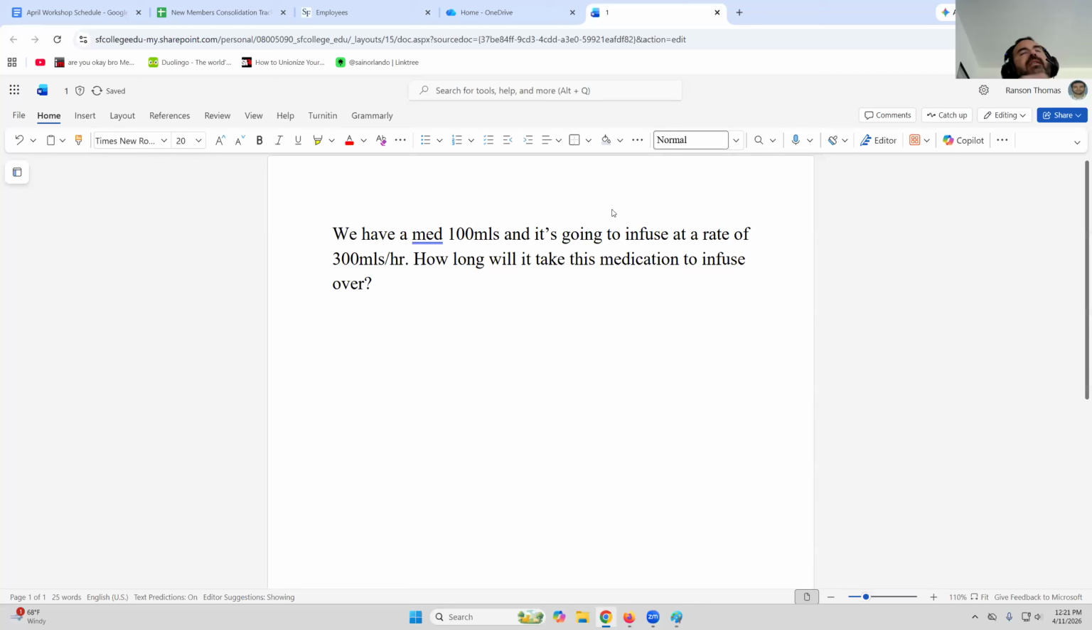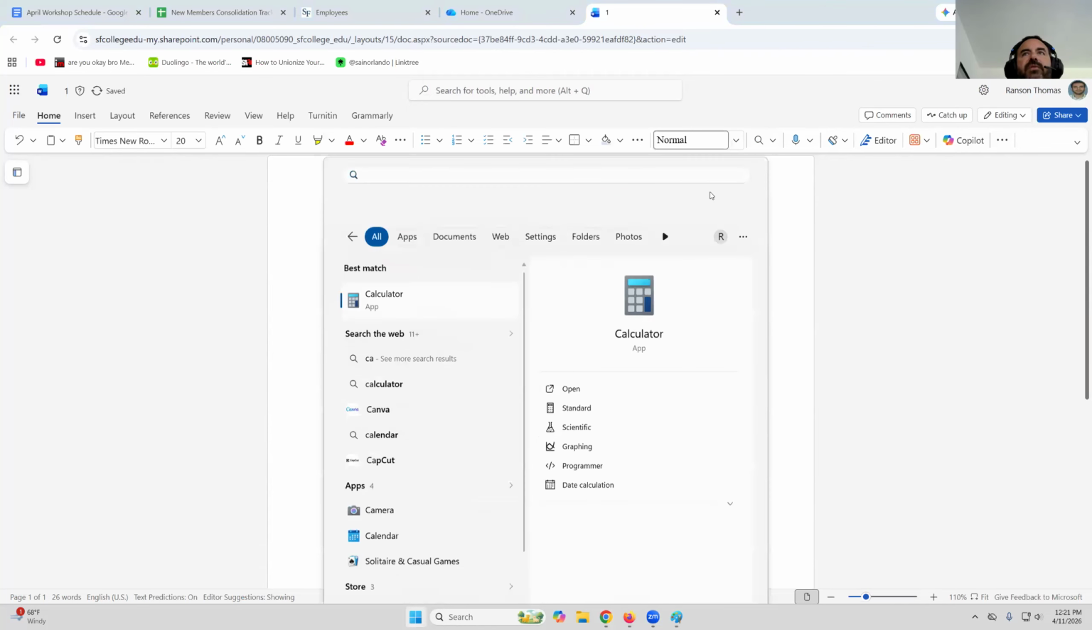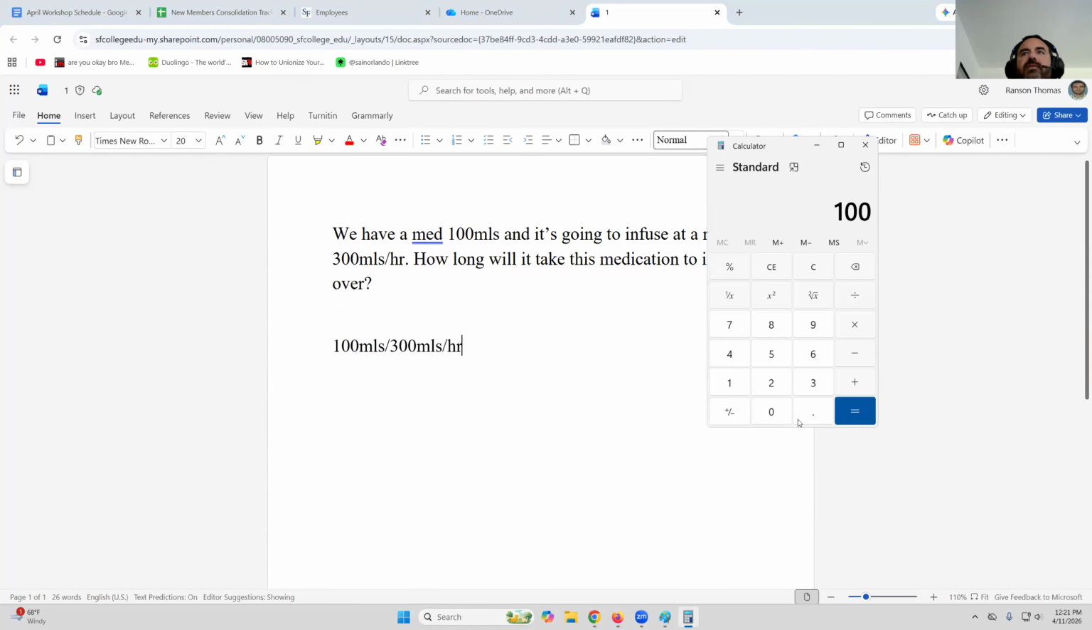The process we use is called dimensional analysis, which I can get into a little bit at the end, so ignore that for now. If we're trying to figure out how many hours something's going to take, we have 100 milliliters, and it's going to infuse at 300 mLs. So we'd say 100 milliliters divided by 300 mLs per hour. If we do 100 divided by 300, you get 0.333.